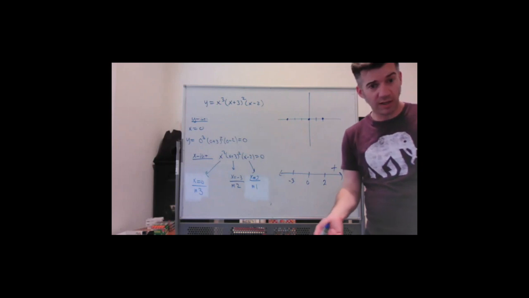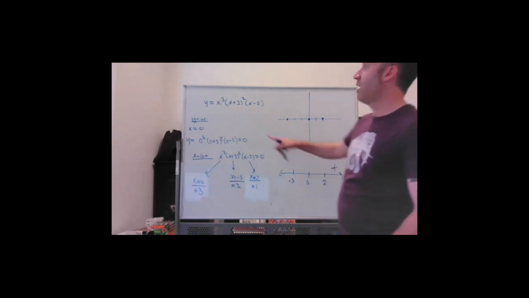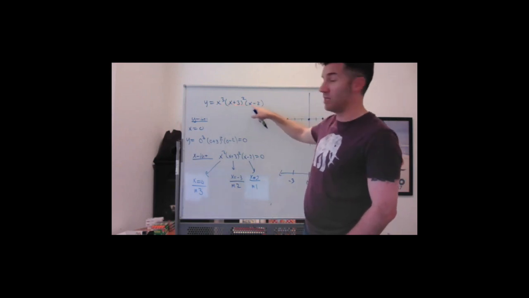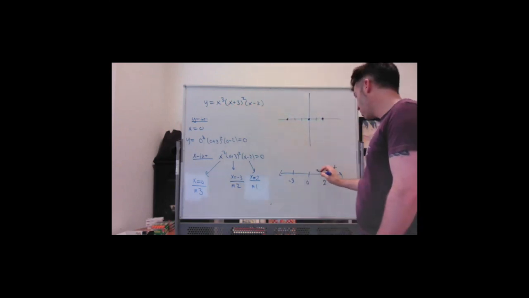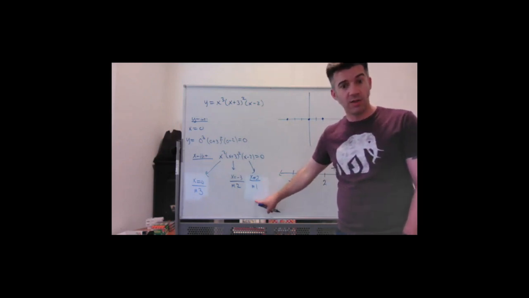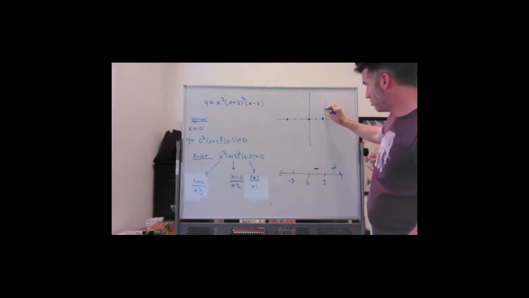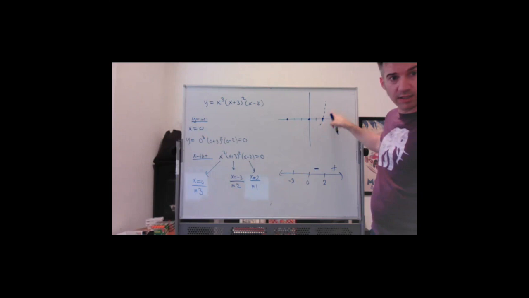Now you can keep plugging in values, which is fine. If I plug in something between 0 and 2, like 1, I have a positive times a positive times a negative. Overall, it's negative. Or you could say, well, I know at 2, the multiplicity is 1, so it's going to cross. And I'm going to cross from being positive to being negative. So we're going to cross like this. Right? We cross at 2 from negative.